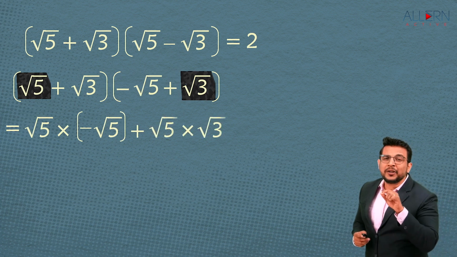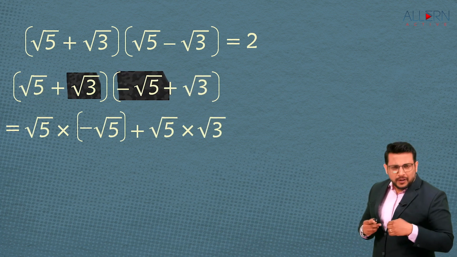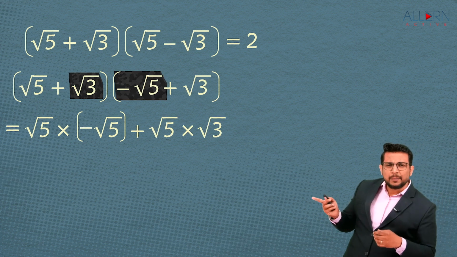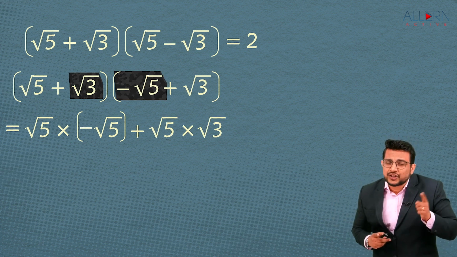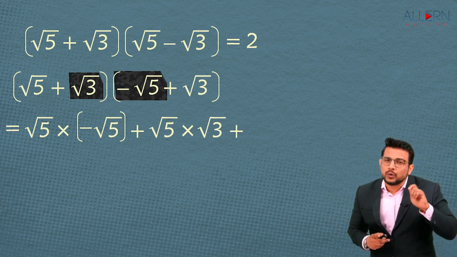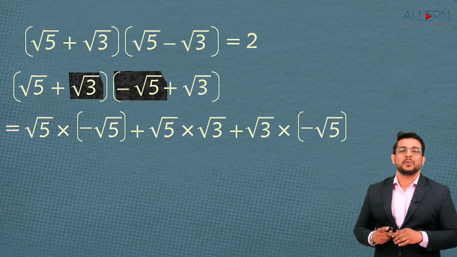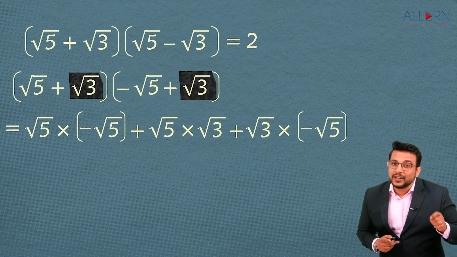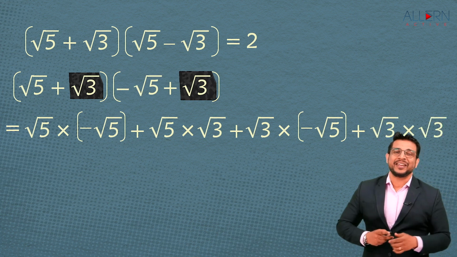Plus root 5 into root 3. Beautiful. Further, plus, now multiply root 3 with each term of the second bracket. So what do we get? Root 3 into minus root 5 plus root 3 into root 3. Beautiful. That is what we got.